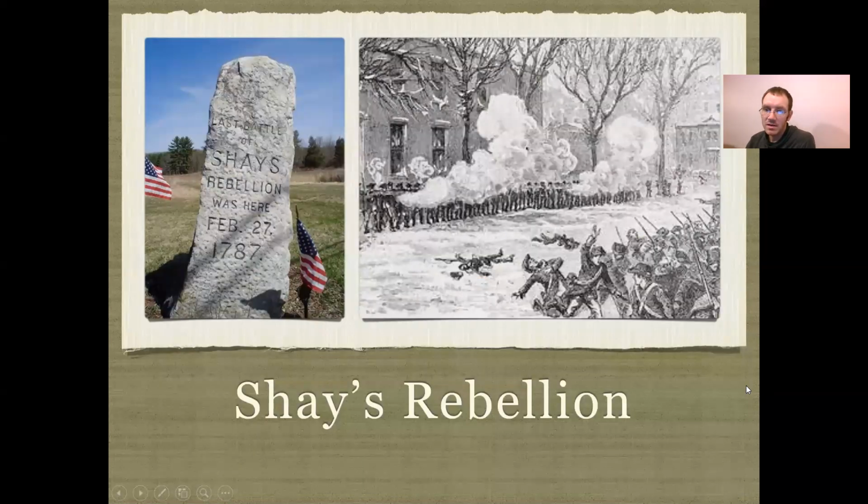And on top of it, the government can't do a ton to protect people. Shays' Rebellion happens, and farmers are upset. Here's what's happening. So Revolutionary War soldiers went out and fought, and they came back home. And a lot of them didn't make much money, and they weren't paid very much money by this new United States government.